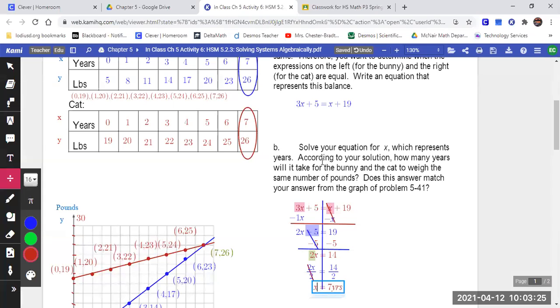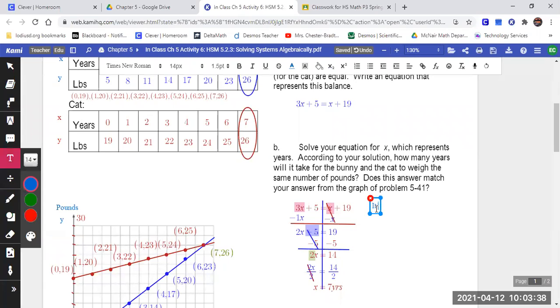Okay, now, according to your solution, how many years will it take for the bunny and the cat to weigh the same number of pounds? Okay, so we're answering their question. It will take 7 years for the bunny and the cat to weigh the same number of pounds. All I did was use the words from the question. I didn't make anything special.